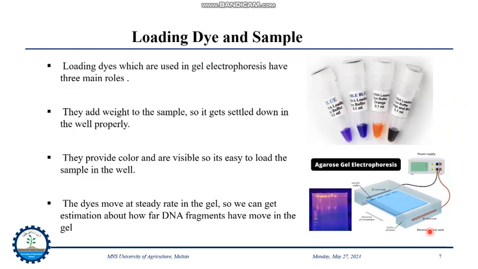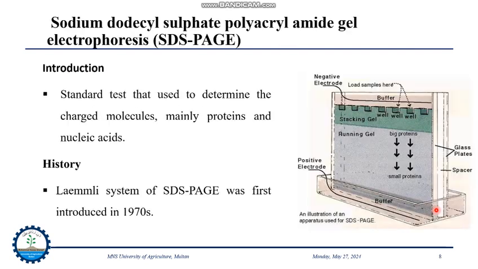Loading dyes which are used in gel electrophoresis have three main roles. The first one, they add weight to the sample, so it settles down in the well properly. They provide color and are visible, so it is easy to load the sample. The dyes move at a steady rate, like the movement of light with your sample, so we can get an estimation of how far DNA fragments have moved in the gel. These are the chemicals we use in agarose gel electrophoresis.